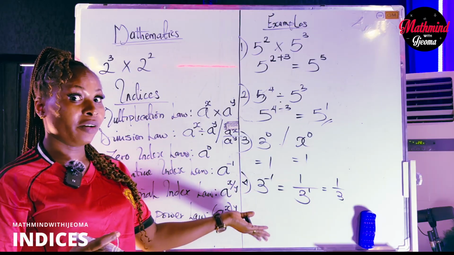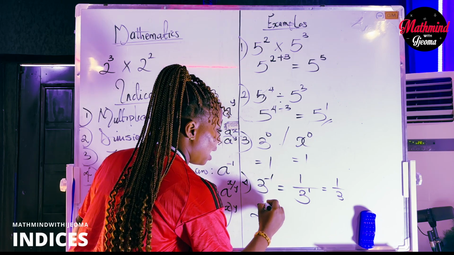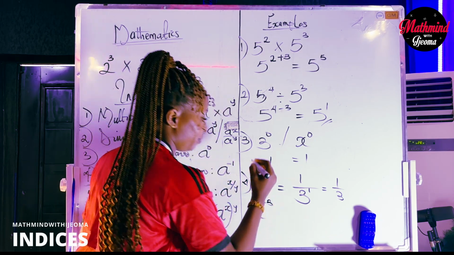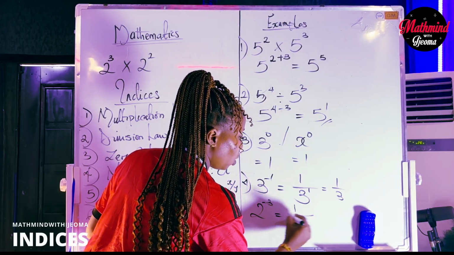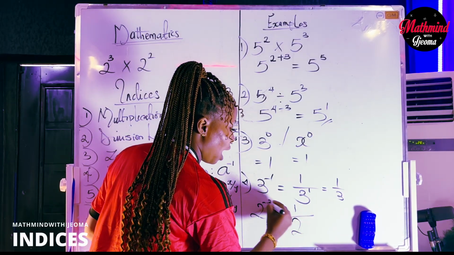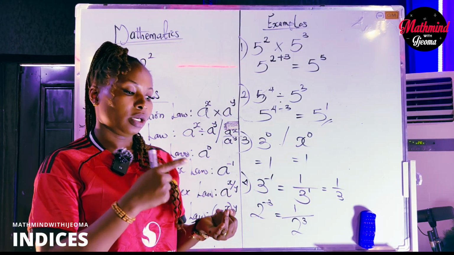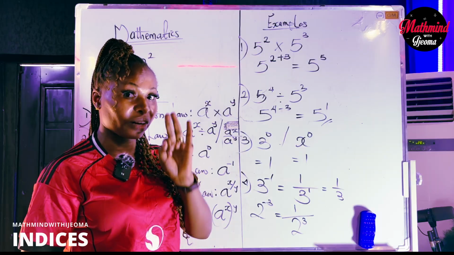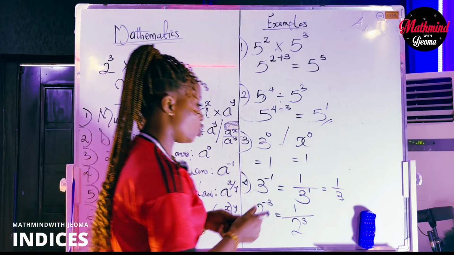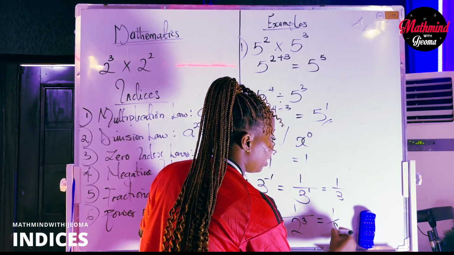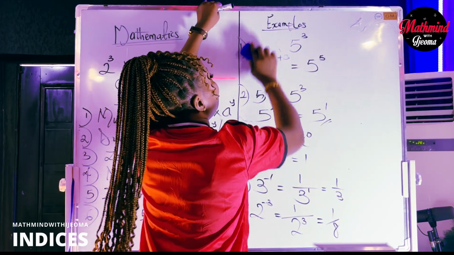Let's use another number for the negative index law. So we have 2 raised to power minus 3. If you have something like this, what do you do? Just put 1 over 2 raised to power 3, which is like saying 1 over 2 times 2 times 2, to 3 places, which is 2 times 2, 4, times 2, 8. So this is 1 over 8. Let me clean so that we'll have space.